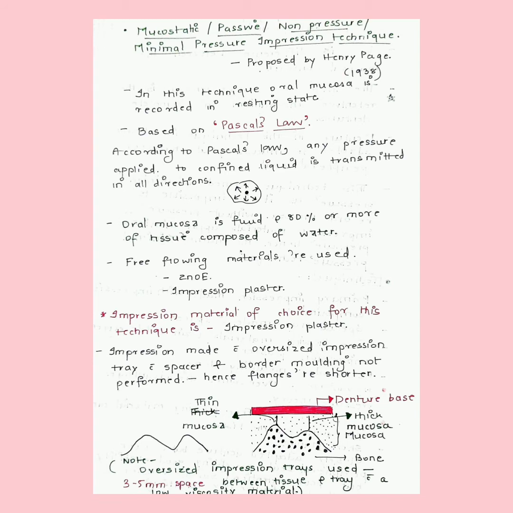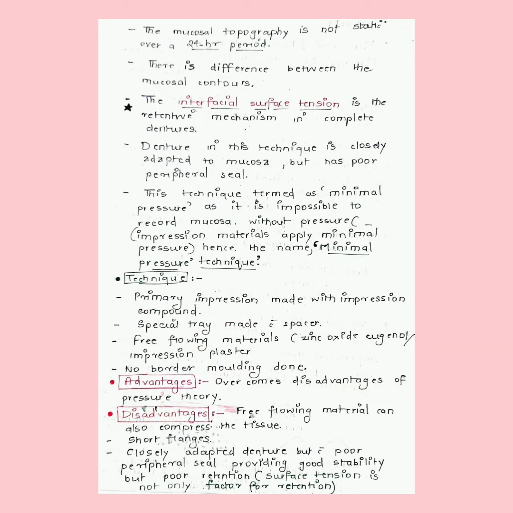In this technique, oversized impression trays are used with 3 to 5 mm space between the tissue and tray because we are using low viscosity or free flowing materials. Here, the impression is made with an oversized impression tray, a spacer is given, but border molding is not performed. Hence, the flanges are shorter in this technique. Interfacial surface tension is the retentive mechanism in this technique.